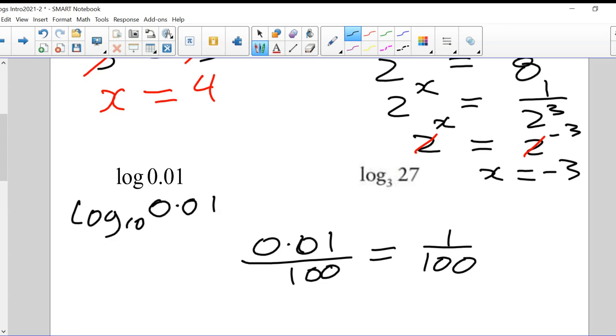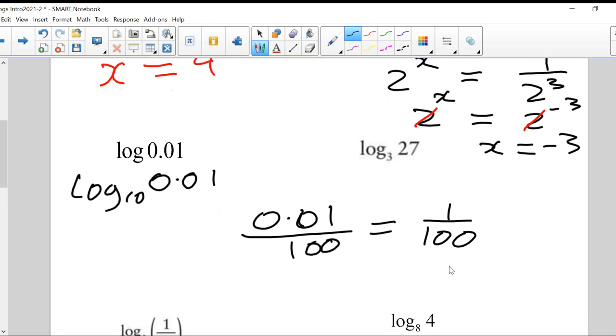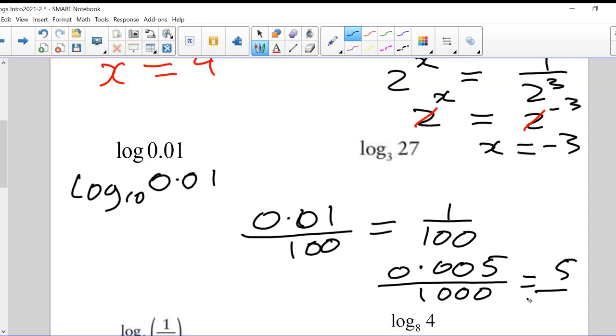That works with anything else that you want to do. I'll give you another example. If this had been 0.005, then put that 1 to decimal point, then put 3 zeros in. So that will be equal to 5 over 1,000. So it does work. Just saying, it does work.